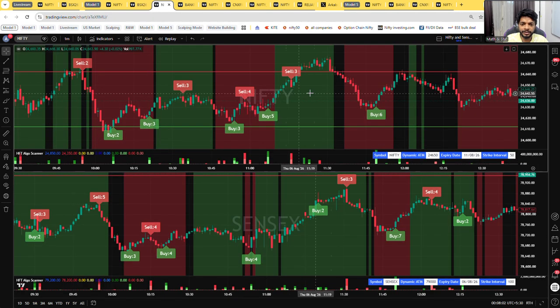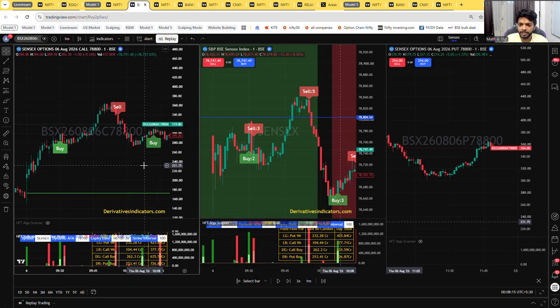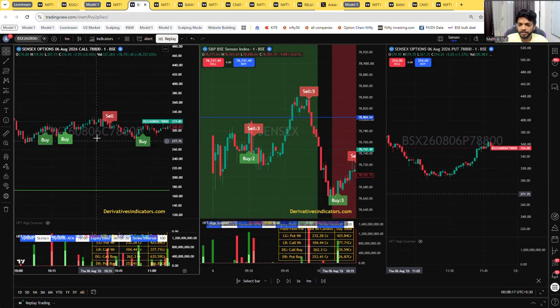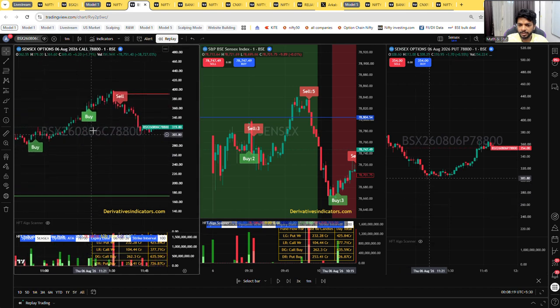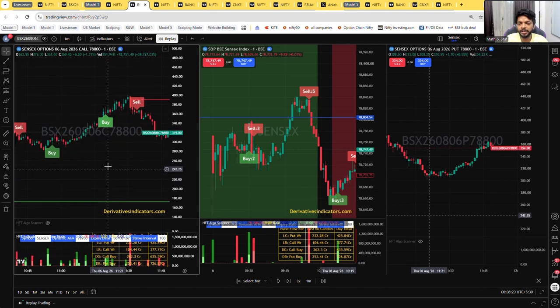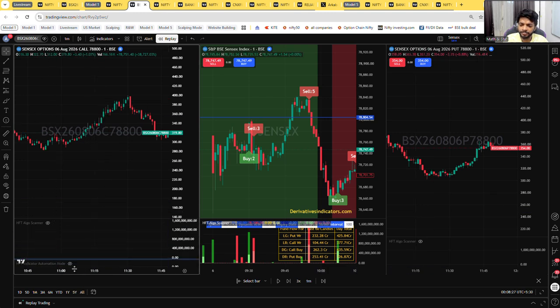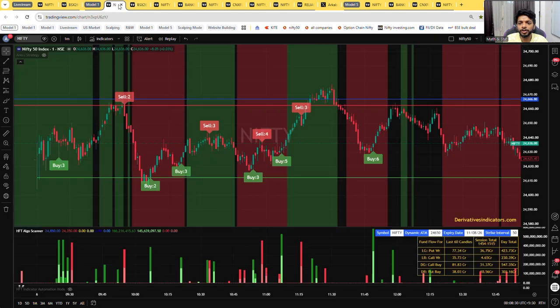So if you look at here, the confusion is because in Nifty and Sensex, opposite things are happening. So let's see, 11:20. So at 11:20 you have the buy signal there, so buy, and then again a buy signal. So that's what I said, you can use the automation mode also.